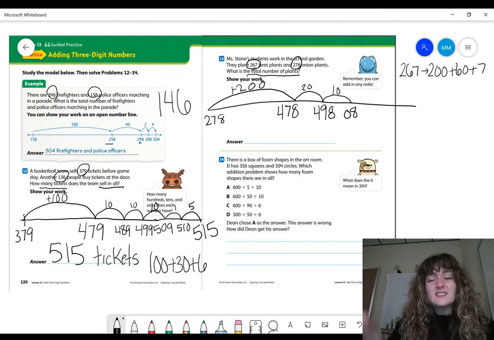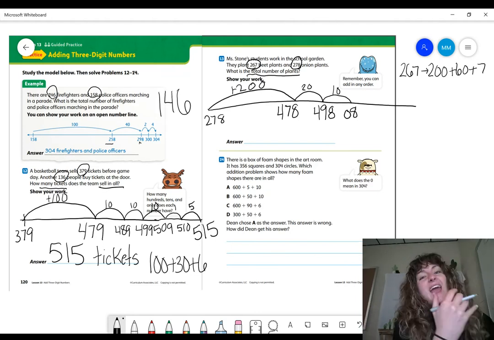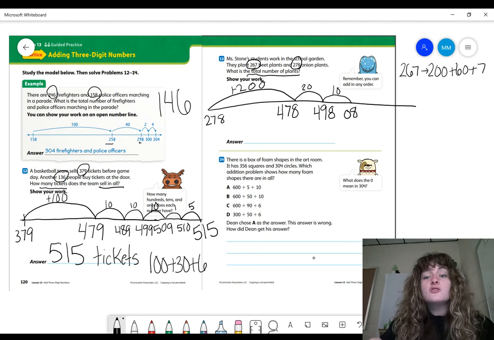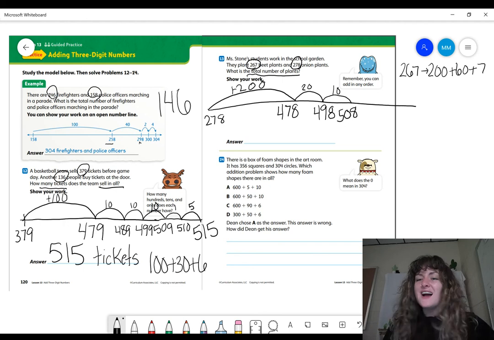So I have 0 tens, but I had 100 that I'm adding. So 100 plus 400 would be 500. But am I done yet, Smarties? Not yet. I'm still in my tens. So I have 2 plus 1 ten, which is 3, but I need 6 tens. So now I'm at 508.